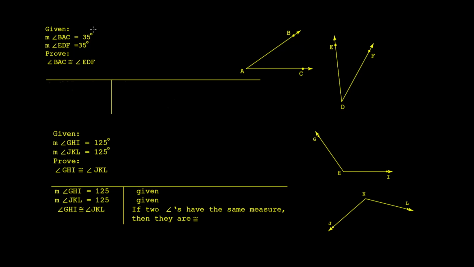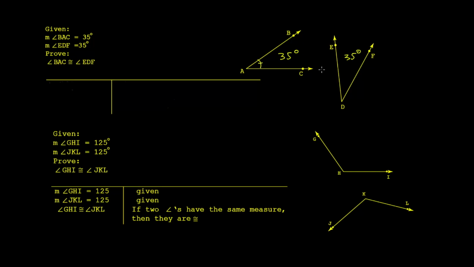So again, we're going to do the proof again, but without this being here. Run through the thought. You want to run through the thought process two or three times, and then write it out again. Measure of angle BAC is 35 degrees. Measure of angle EDF is also 35 degrees.